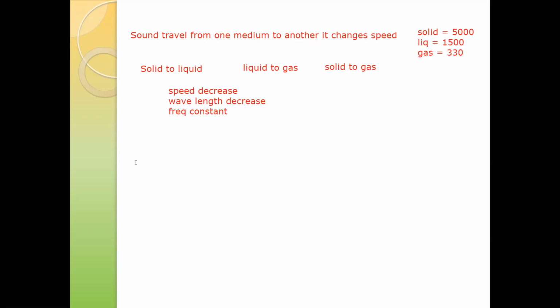The opposite will happen if a sound travels from liquid to solid, gas to liquid, or gas to solid. We will observe the speed increases, the wavelength increases, but the frequency remains unchanged.